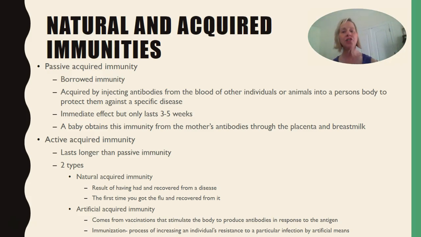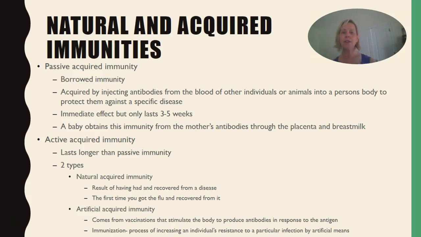It's acquired by injecting antibodies from the blood of other individuals or animals into a person's body to protect them against a disease. An example of this might be, say a person was bitten by a snake and they needed an antivenom. Well, the antivenom is actually antibodies that have been produced and they're injected into you. So you're borrowing this immunity. You're not producing these antibodies. You don't have memory to these antibodies. If you were bitten again, you would have to get another injection of antivenom. So it is a passive and an acquired immunity.